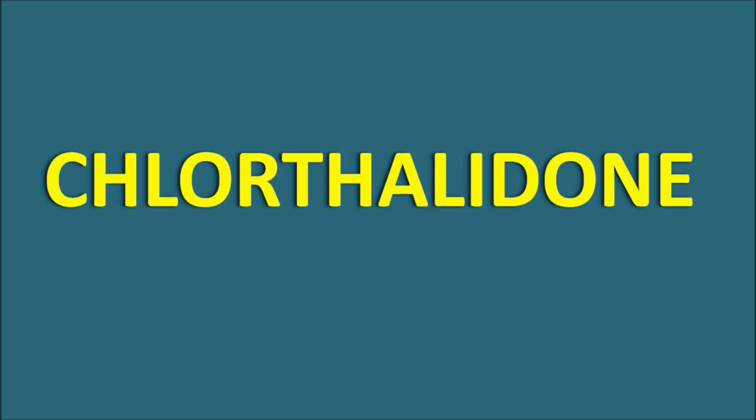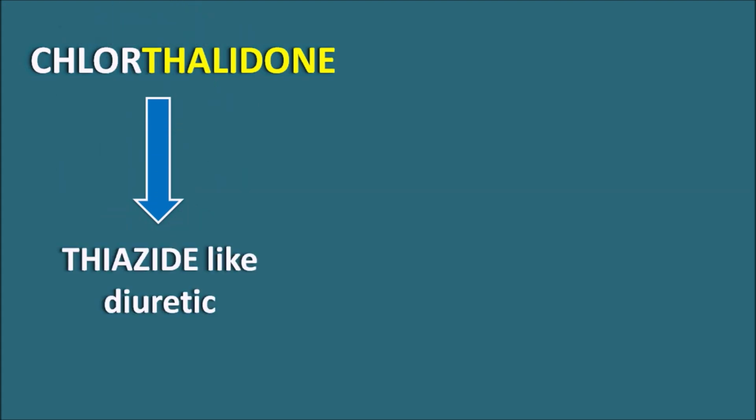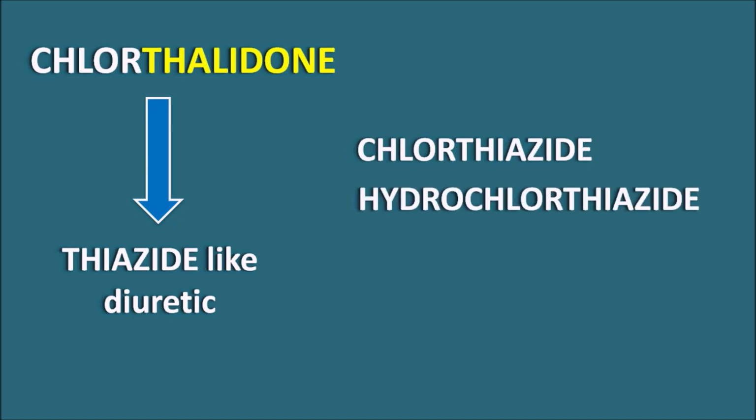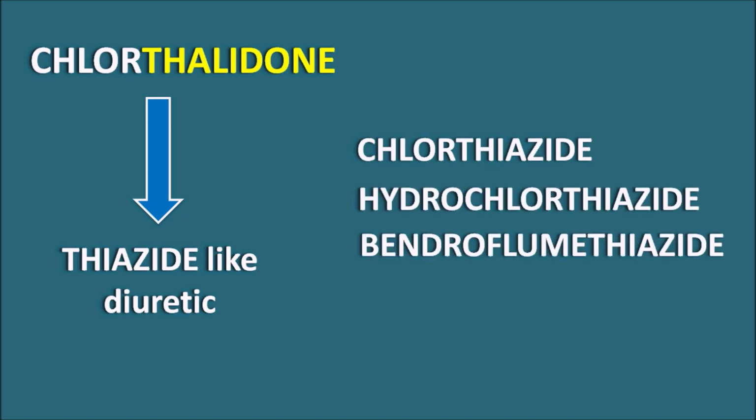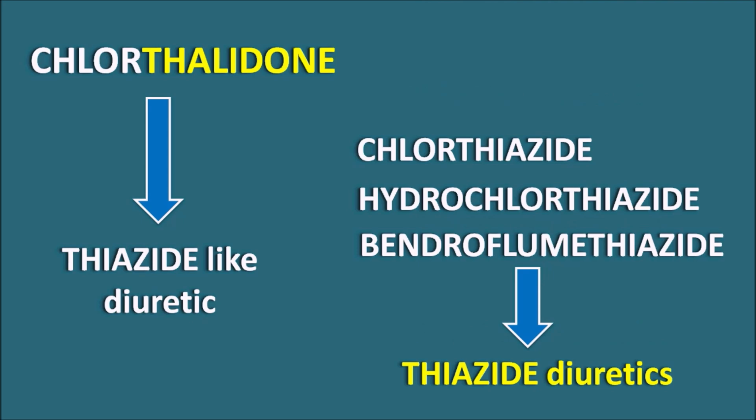Hi everyone. Today in this video we are going to discuss chlorthalidone. What is this chlorthalidone? The suffix of this drug indicates this drug is a thiazide-like diuretic. We know a few of the thiazide drugs like chlorthalidone, hydrochlorothiazide, bendroflumethiazide. All these end with the suffix thiazide, so they are called thiazide diuretics. But chlorthalidone has a different suffix, so it is a thiazide-like diuretic.